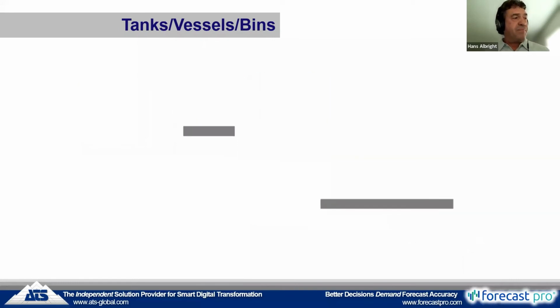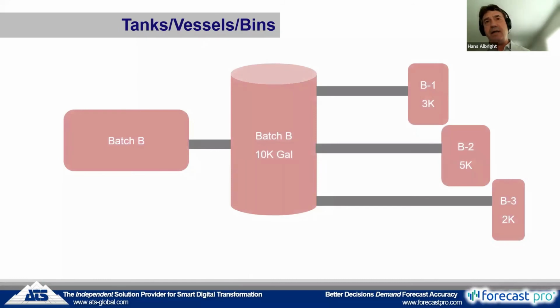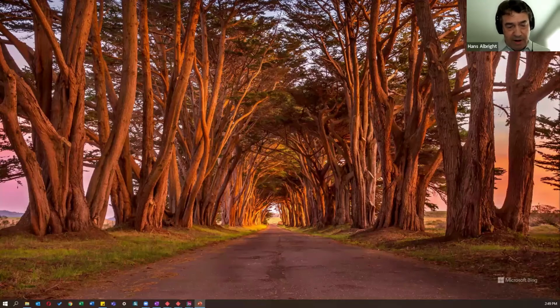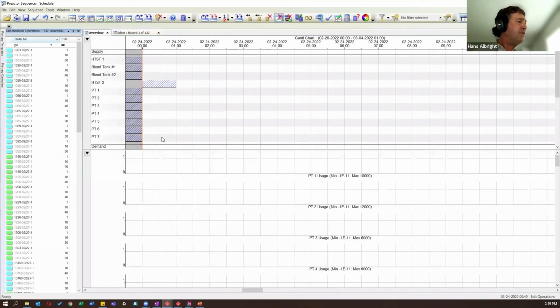Then we're on to batch B, and I wanted to illustrate yet another thing that we can do in the system. We have our batch B filling the tank. In this case, it's a 10,000 gallon tank, and I happen to have 3 different orders that are going to pull that total 10,000 off. So with that in mind, let me now bring up the next view.